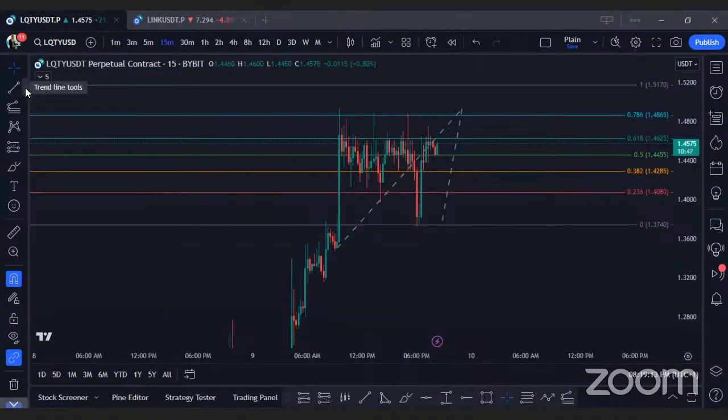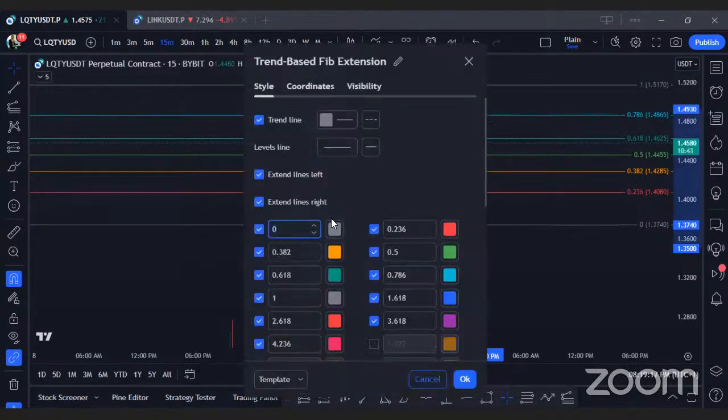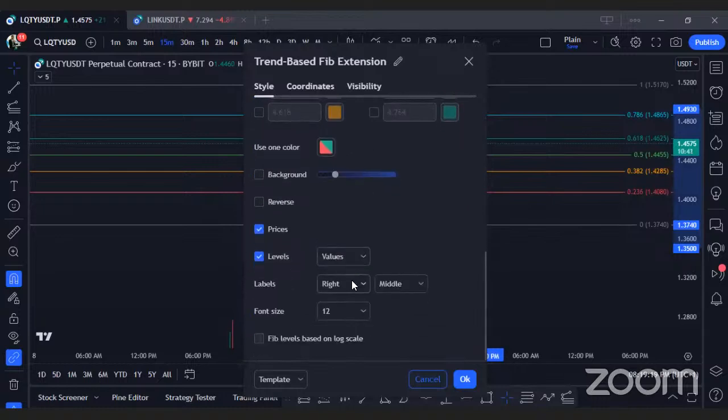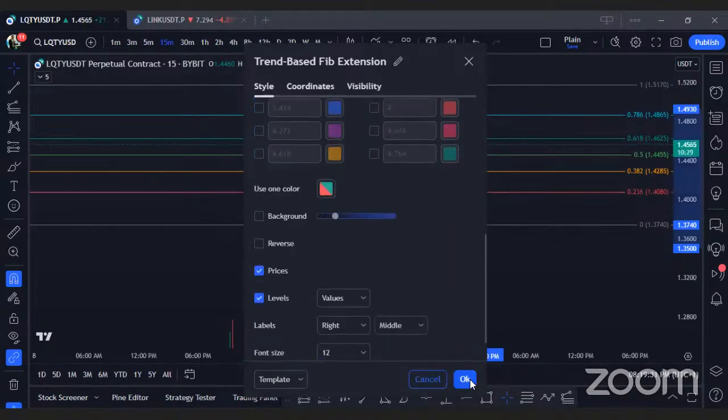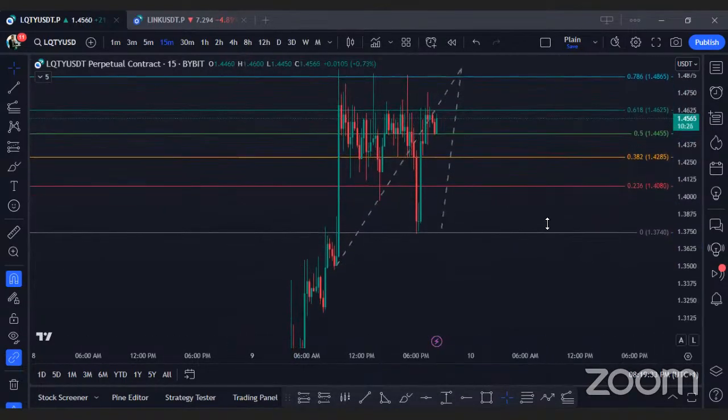On the trend-based extension too, I don't do any changes here. So I use the default setting. This is the default setting. The only thing I did here was to remove the background. If I show background, this is how it looks like, but I just removed that background, and then I decided to extend the line to left and right and all of that. So this is what I have here, and this is what I am going to actually use.